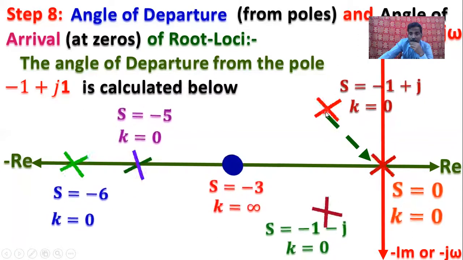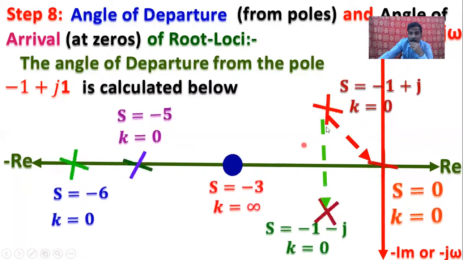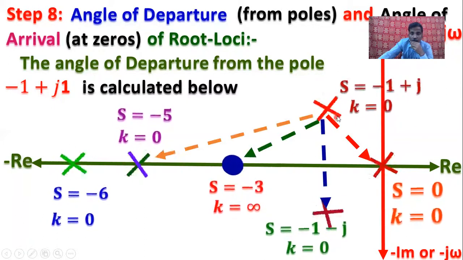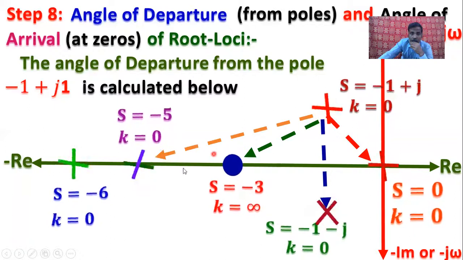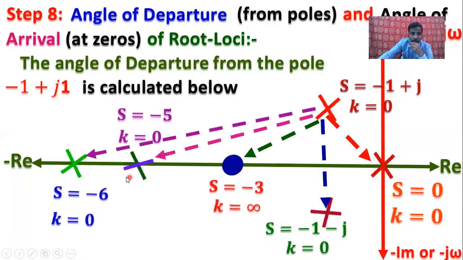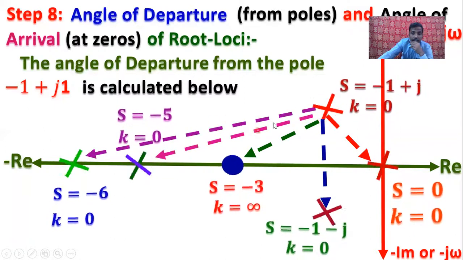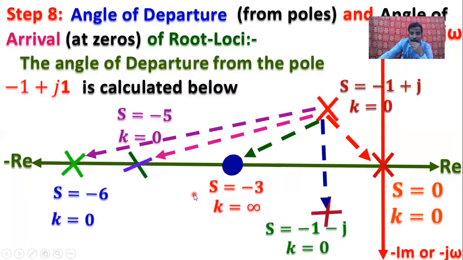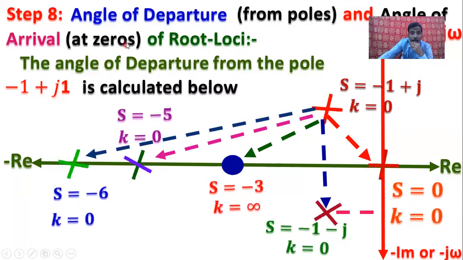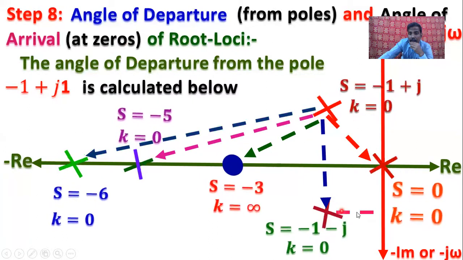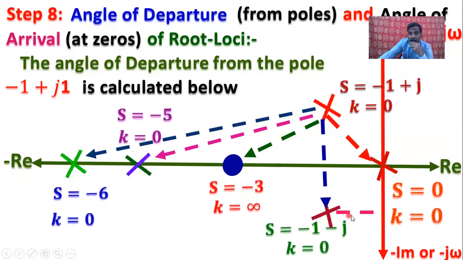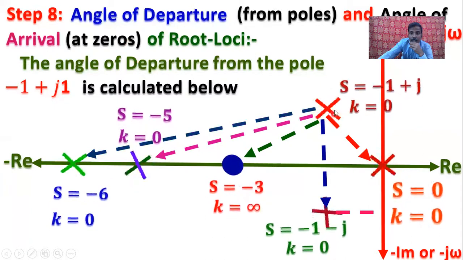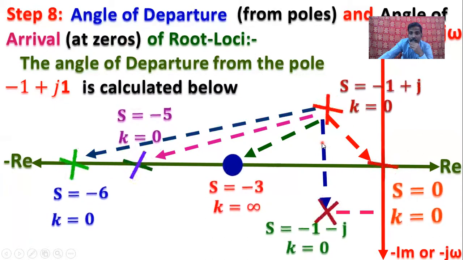So connect from this point to each pole and zero and draw projections, s equals -1 to the zero, s equals -5, k equals 0, and so on. These are the projection lines, 1, 2, 3, 4, 5. And what is the angle of departure? Draw another line here parallel to the x-axis, the real axis, then calculate the angle of departure from this pole.